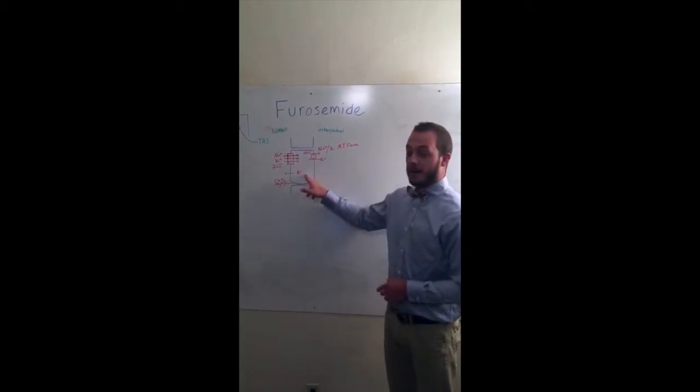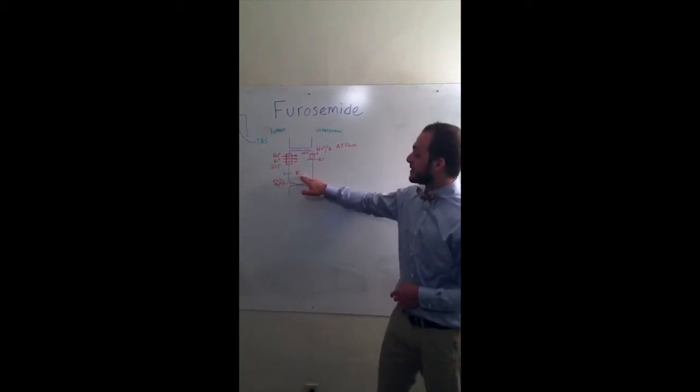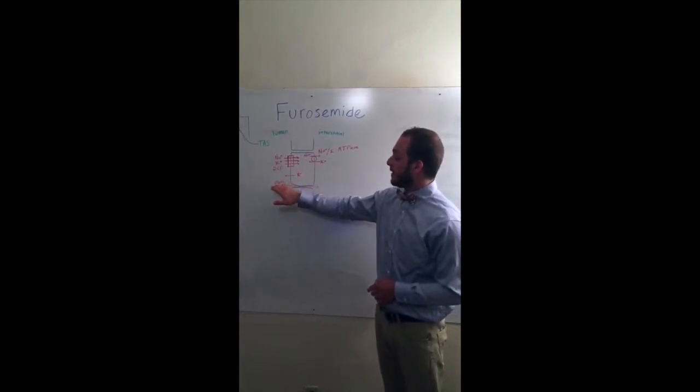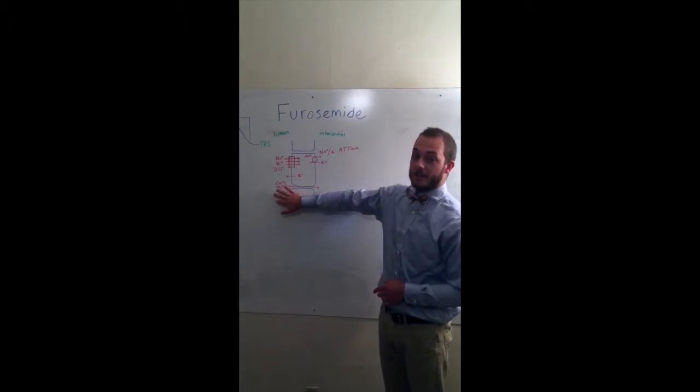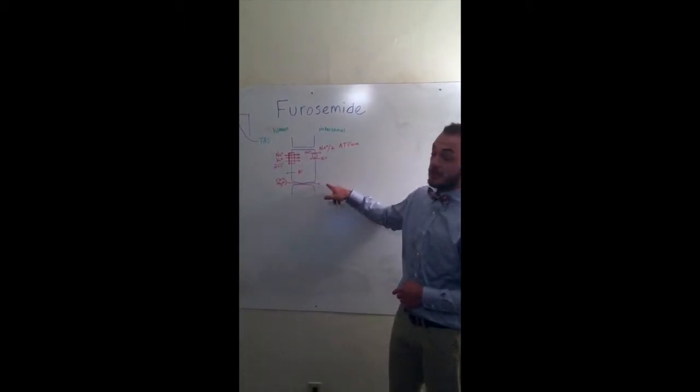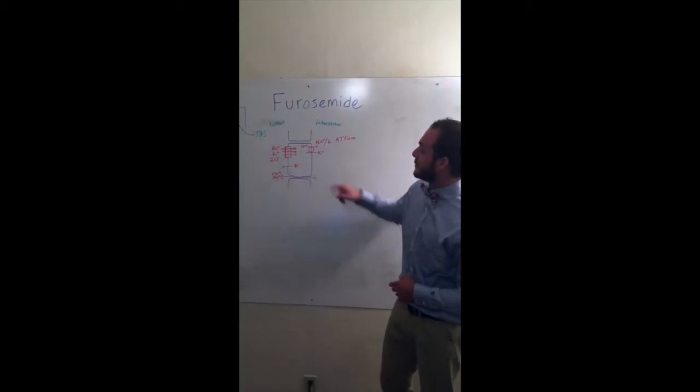So now that we have a high concentration gradient of potassium in the cell, it's able to passively diffuse out of the cell and create a positive gradient, which will help calcium and magnesium be paracellularly transported into the blood.